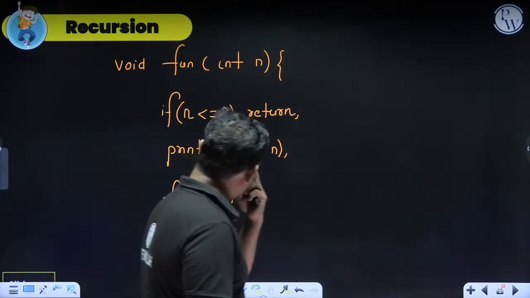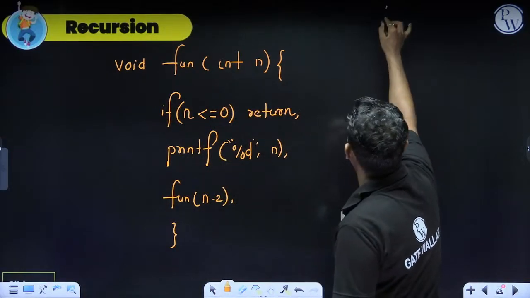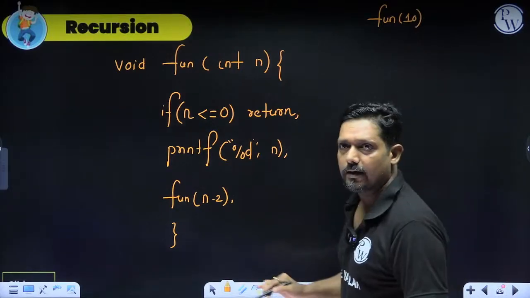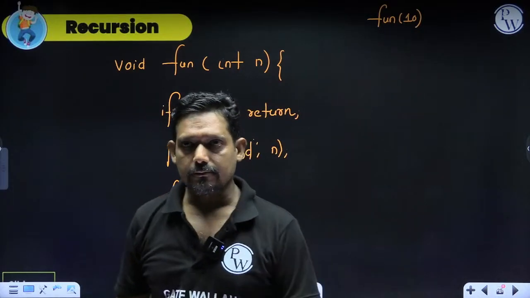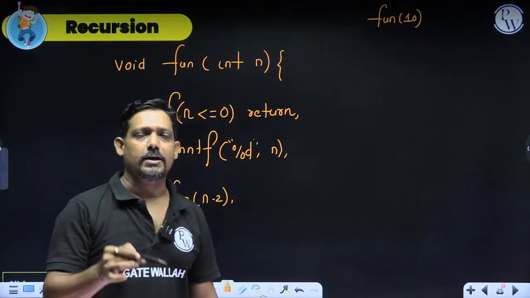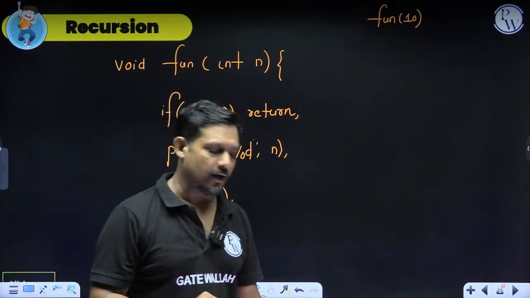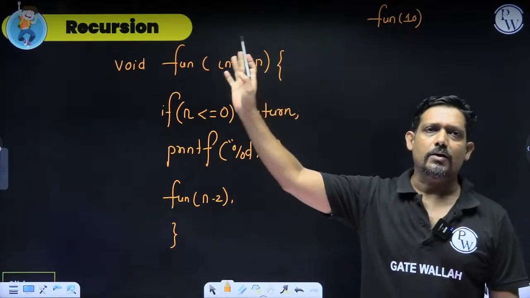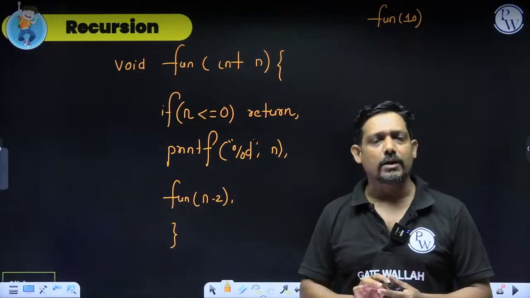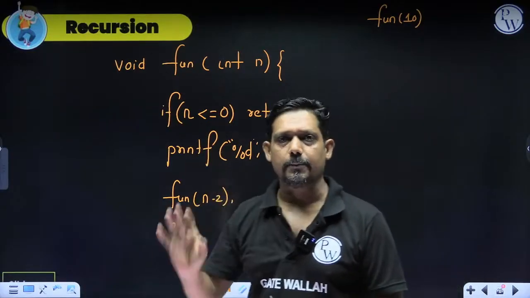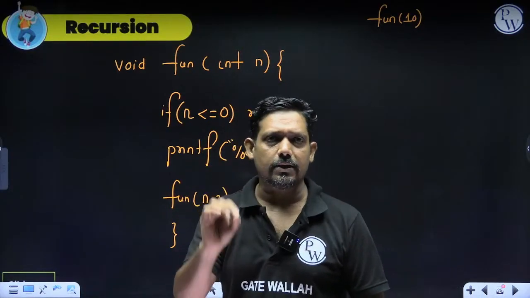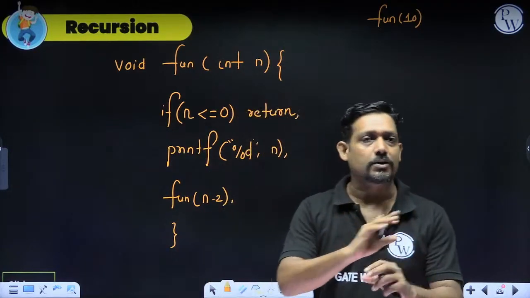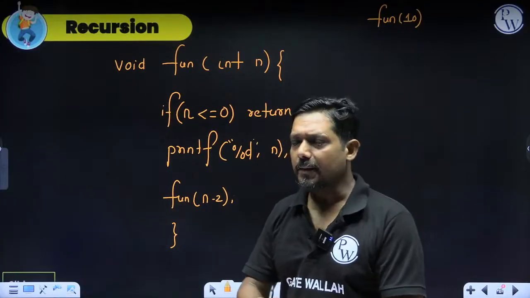Now suppose we call the function here, in this case fun 10. So I am calling the function fun 10. Now how to deal with the recursion? If you are learning for the first time, you should understand that recursion can be best dealt with a tree structure, a recursion tree structure.